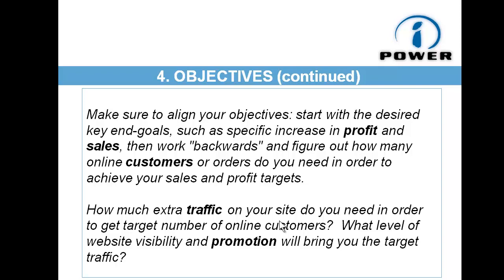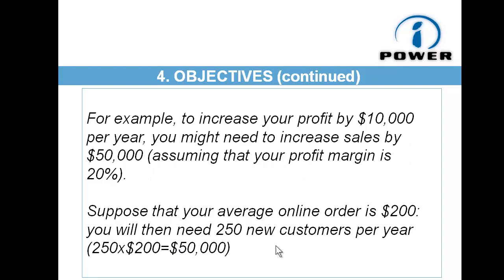So it's all related and you're working backwards. And finally, what kind of website visibility and promotion will bring me the desired traffic? So once again, start with the profit and sales, then think about customers and orders, traffic, target traffic, and website visibility and promotion. That will become more clear if I just give you an example of a target profit of $10,000 per year or per month.